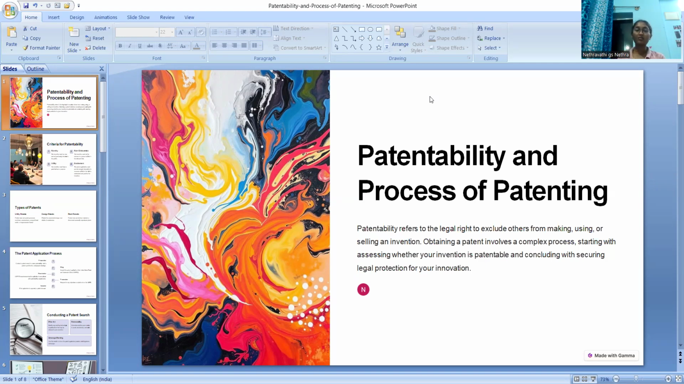Today I'm back with a new topic which is related to research management, the patentability and the process of patenting. Firstly, let's go with what patentability refers to. Patentability refers to your legal right to exclude others from making, using or selling an invention. Obtaining a patent involves a complex process, starting with assessing whether your invention is patentable and concluding with securing legal protection for your innovations. So this is about the patentability.